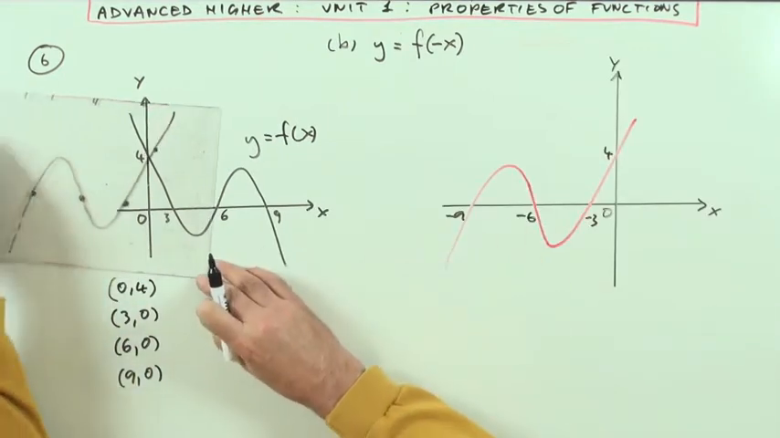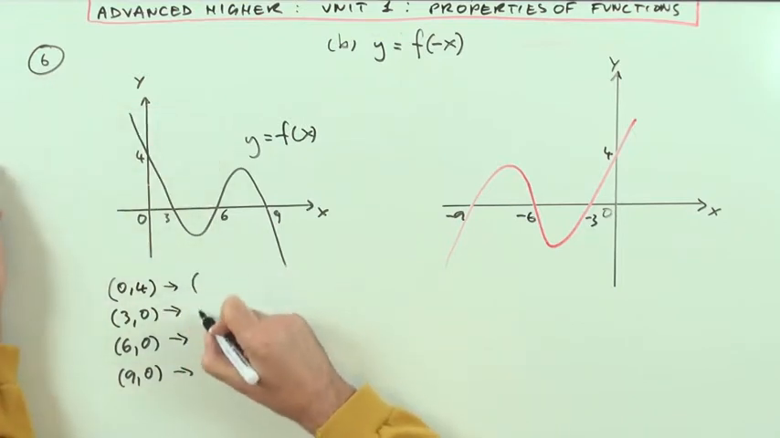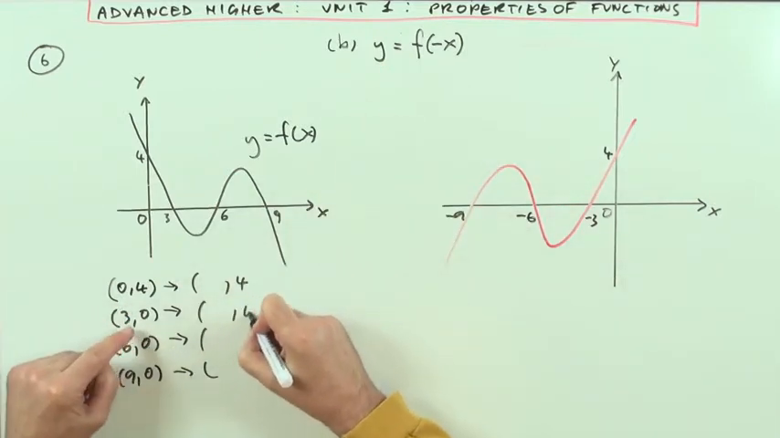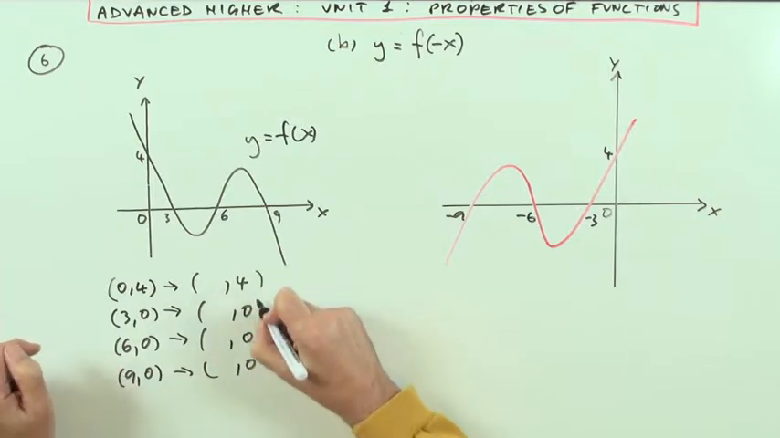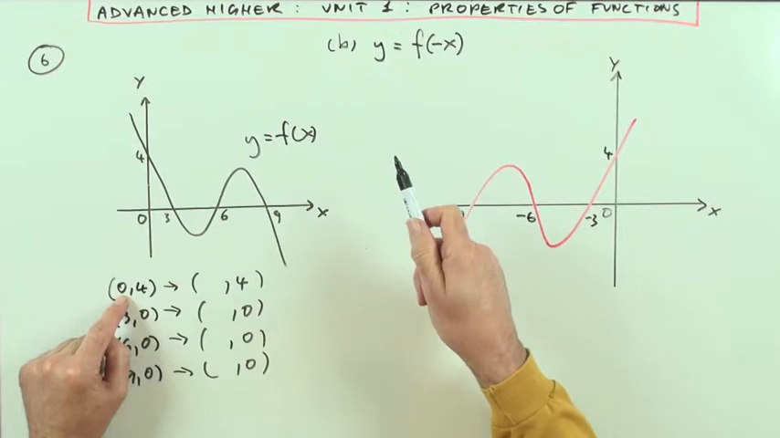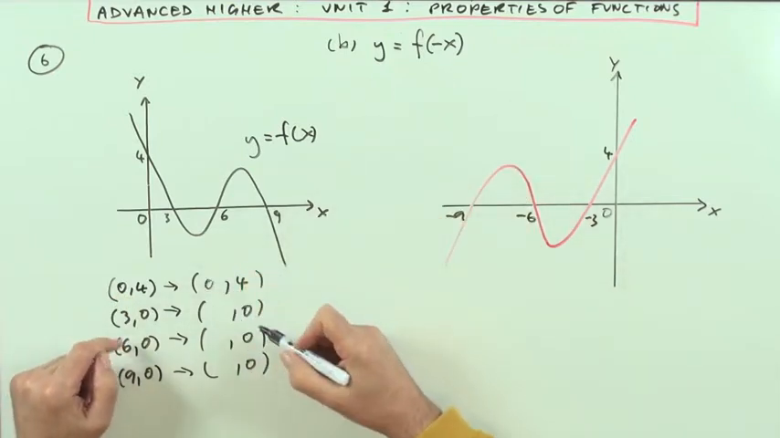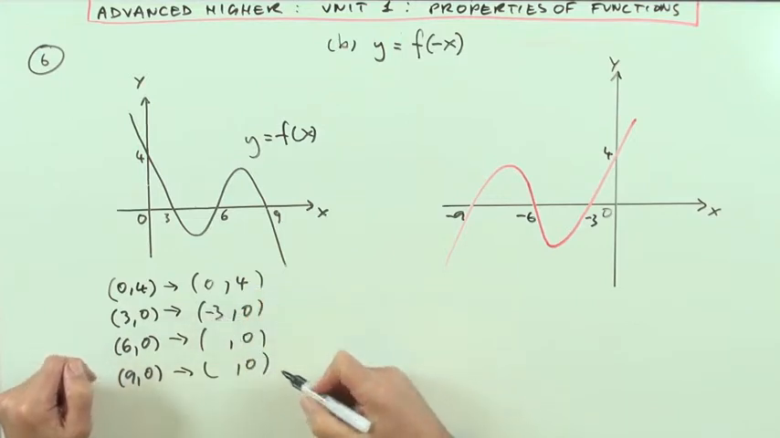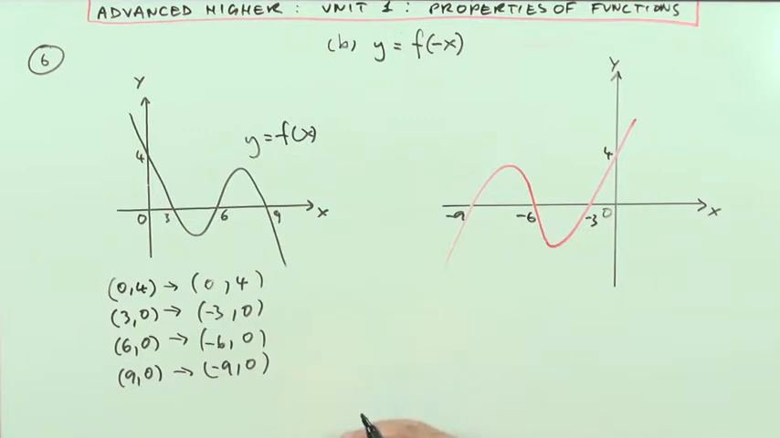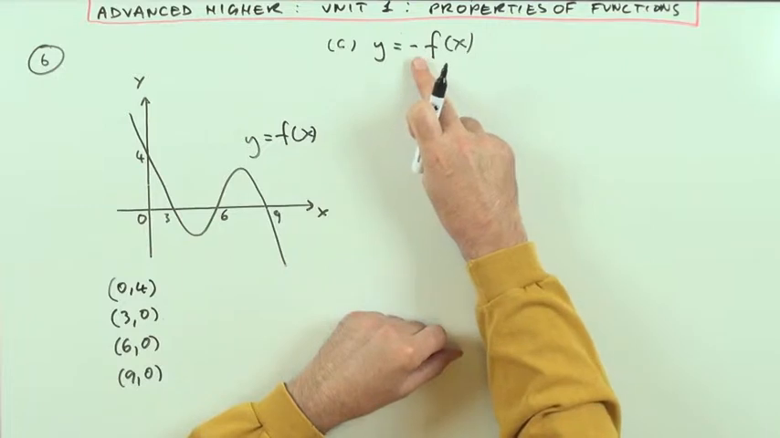Or I could simply work out the new points by doing the exact same thing, by saying this. Well, the answers aren't changing, so that'll still be 4, that'll still be 0, that'll still be 0, and that'll still be 0. It's just that to get this answer, I'll have to go to the negative of it to find it. That'll still be 0. But I'll have to go to negative 3, that'll have to go to negative 6, and that'll have to go to negative 9.